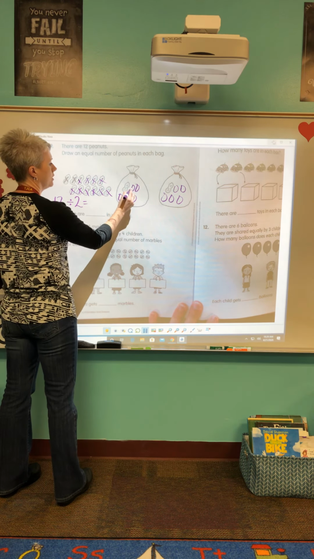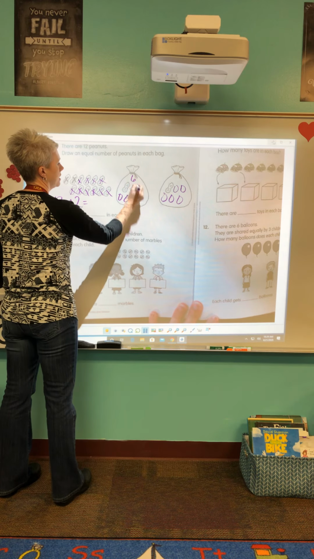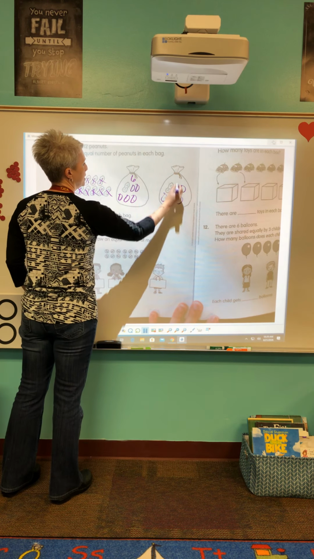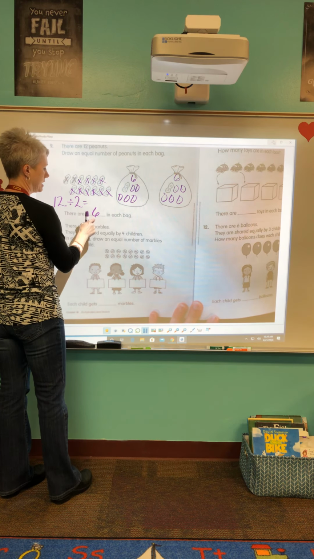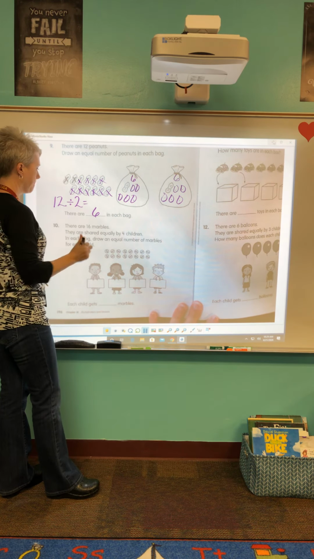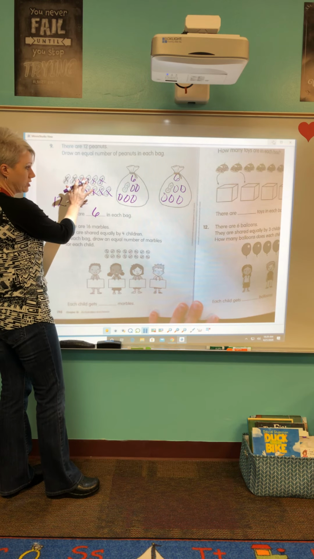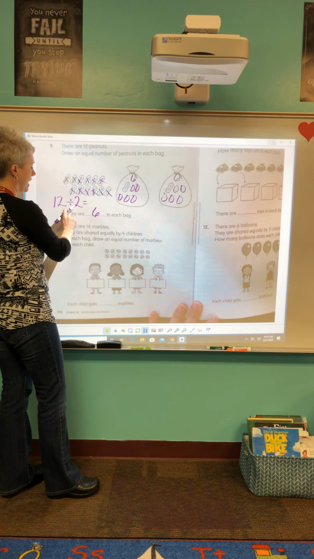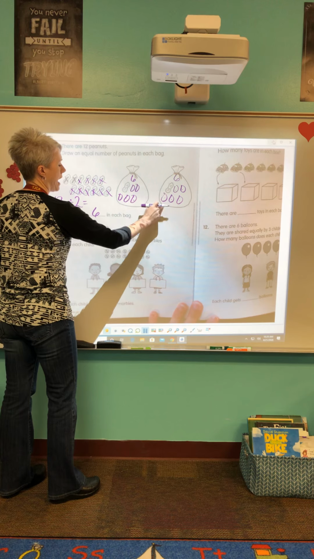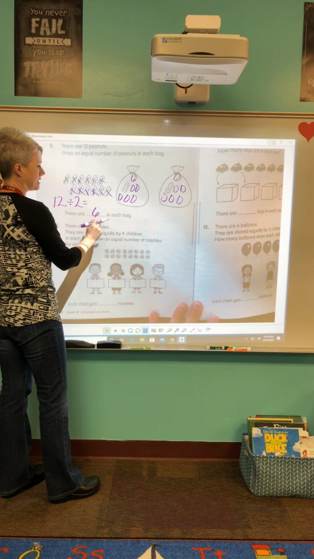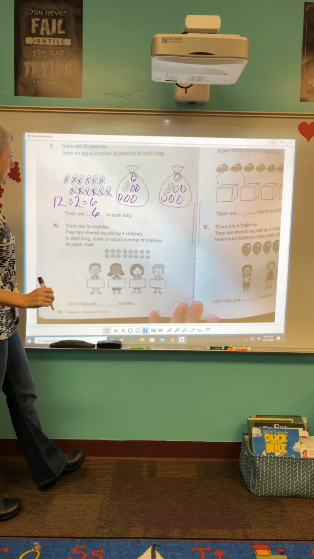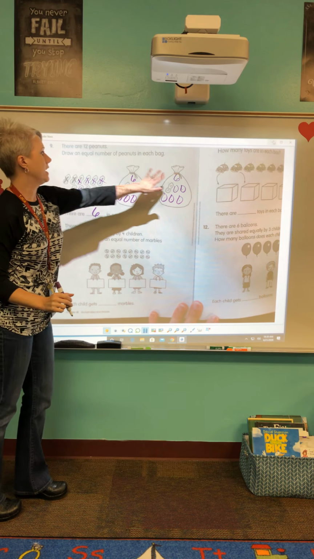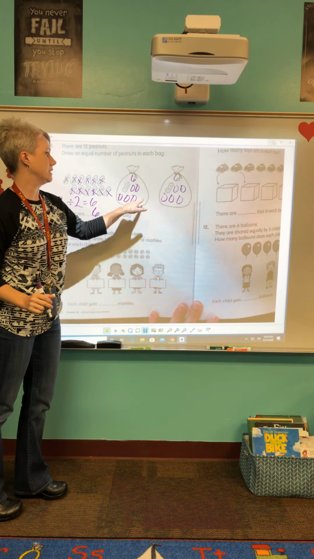Let's count. 1, 2, 3, 4, 5, 6. 1, 2, 3, 4, 5, 6. There are 6 in each bag, okay? So we started with 12. We divided 12 by 2 bags, and each bag has 6 peanuts. So 12 divided by 2 equals 6.